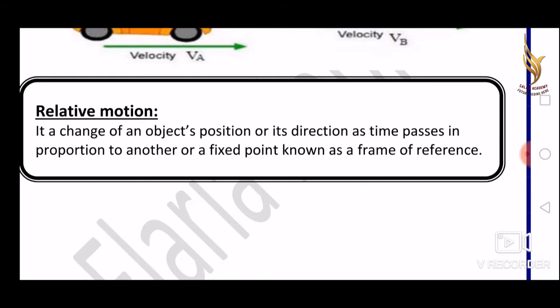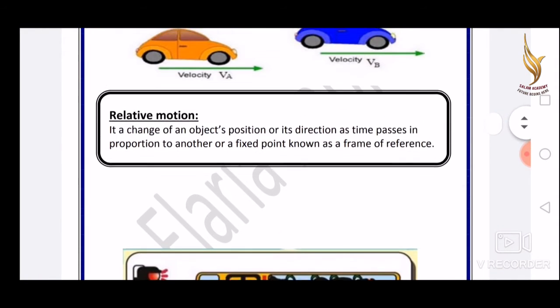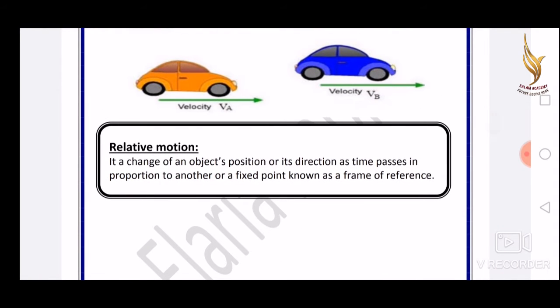This fixed point, like the traffic light, is called the frame of reference or fixed point. It is used to determine the object's position or describe its movement. Okay? So, do you know what is meant by relative motion? It is the change of an object's position or its direction as time passes relative to another object or relative to the fixed point, known as the frame of reference. Okay?